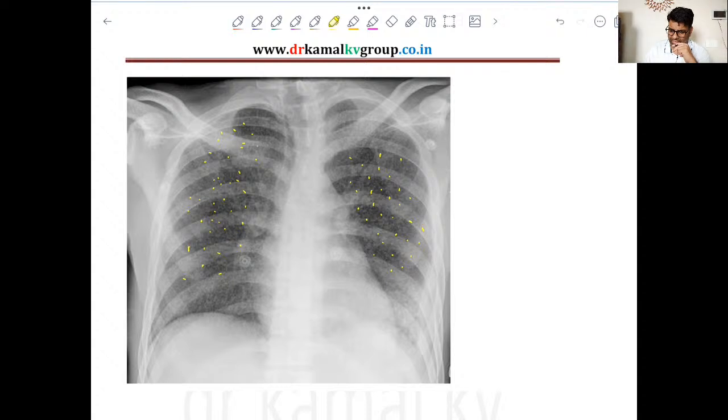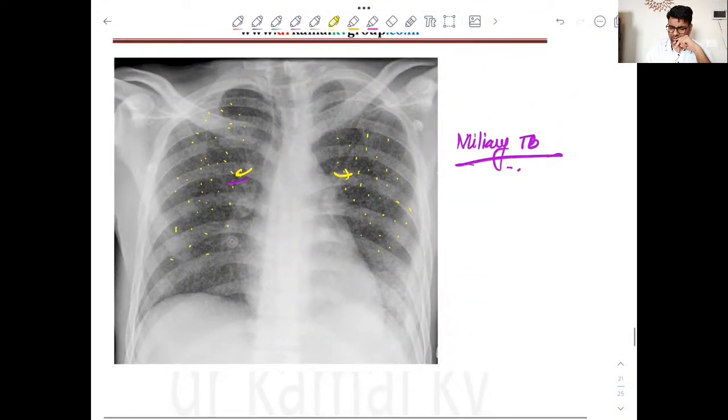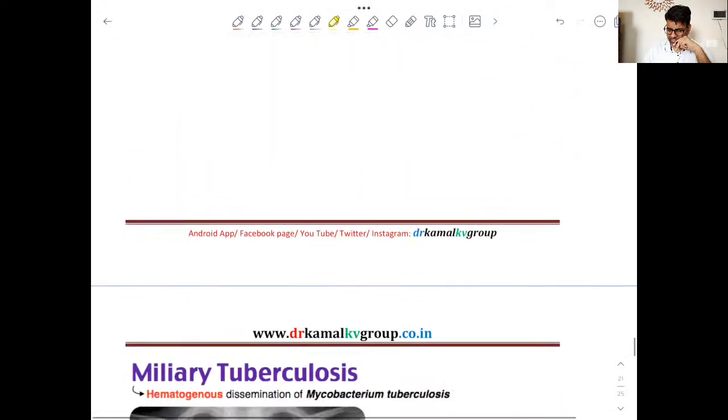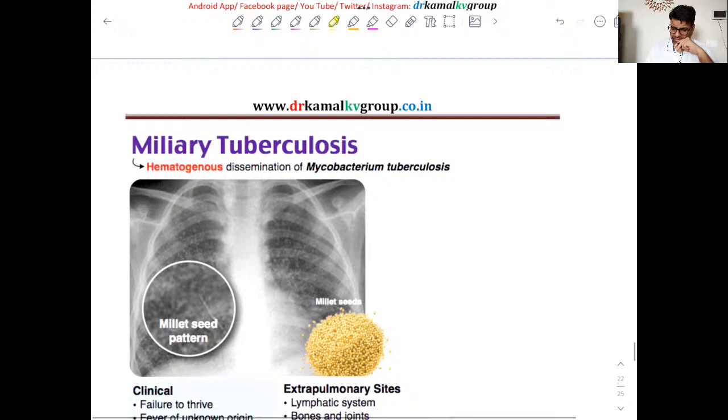Very good, Ishan. This is miliary tuberculosis, right? We have involvement of both sides, so this is bilateral, and that happens because of the hematogenous spread of the bacilli, right? You can presume the appearance like the millet seeds, right? So this is miliary tuberculosis.